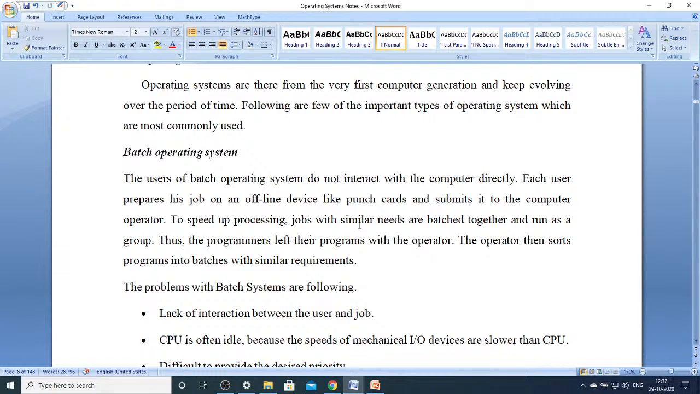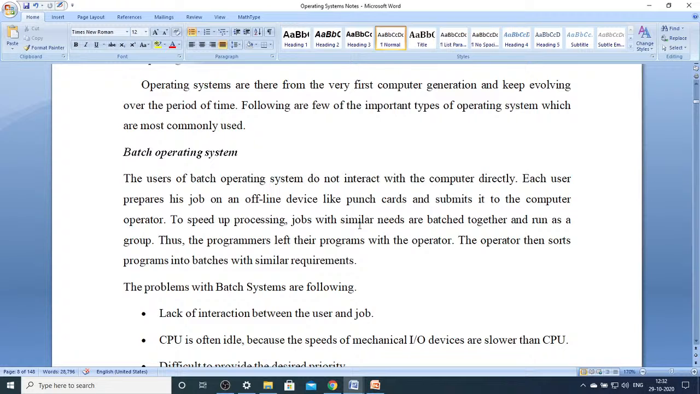So a batch will be formed from a certain date to a certain date, and all the transactions that are made will just be recorded, and then the billing will be made on a particular date at a particular time only. So this you can explain in your own understandable way with regard to the batch operating system.